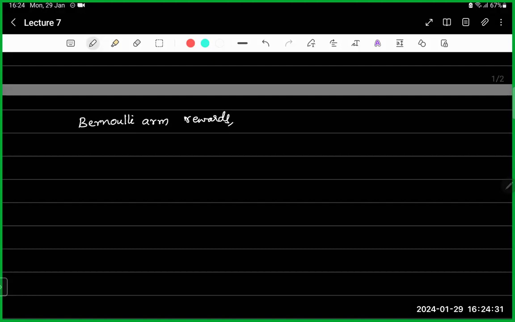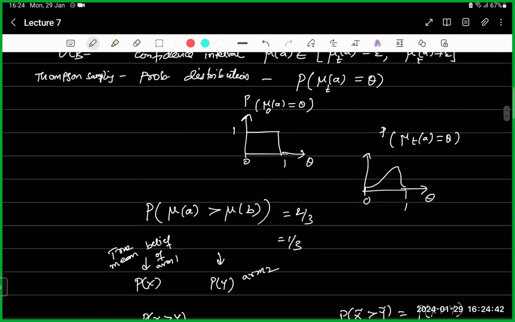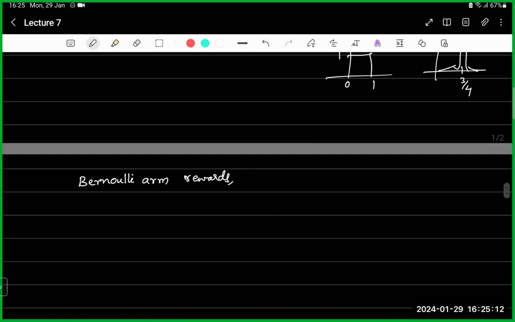Technically speaking, whatever beliefs we have before the start of the experiment is called a prior distribution. Because we don't have any samples, this is what we believe even before playing. And whatever we compute after getting some samples, we call a posterior distribution. So we have some prior, we get some data, and we update the prior to get a posterior distribution. So the special case we'll take is Bernoulli arm rewards, and we'll assume the prior belongs to a distribution called the beta distribution.